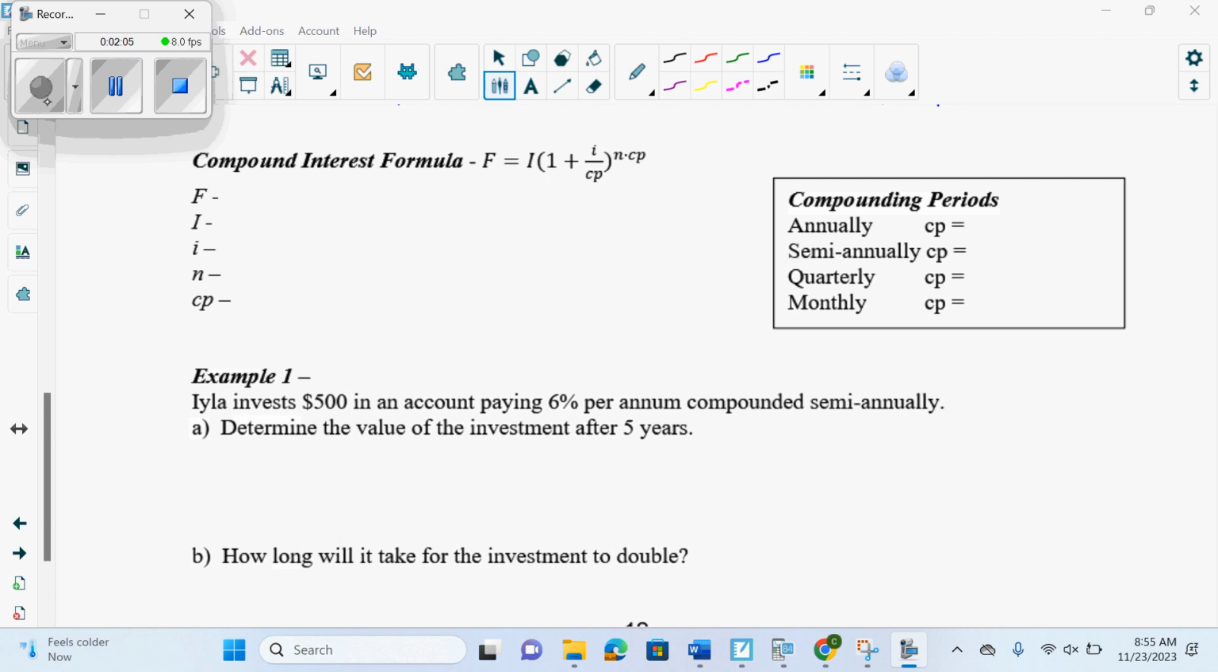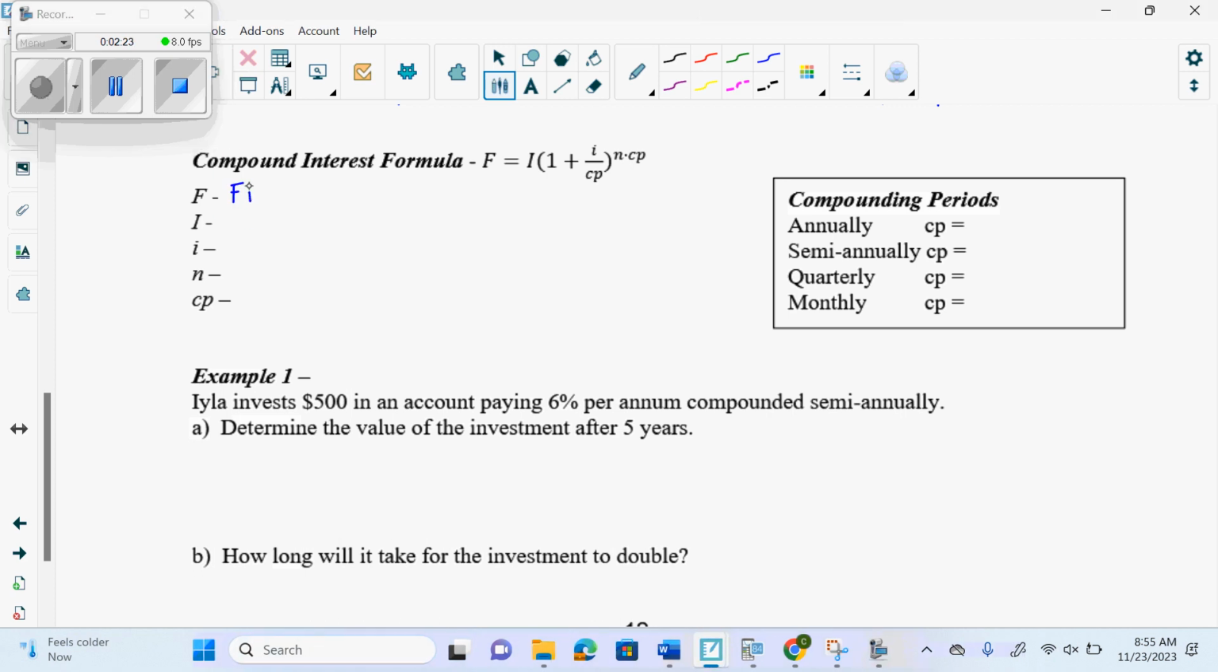If they actually give you this formula, they won't give you the CPs in it, so you have to remember to add the CP yourself. It's often A = P(1 + i)^n, and they use A for accumulated amount and P for principal. So these have not changed. F is final amount. I is initial amount.